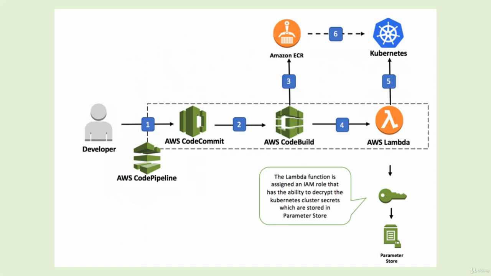Here is another use case which uses Kubernetes, CodeCommit, CodeBuild, CodePipeline, and different utilities. Here we have a developer who uses CodePipeline, writes code using CodeCommit, and deploys the build using CodeBuild, using an instance of Amazon ECR, Kubernetes, and AWS Lambda, and makes use of IAM authentication for parameter stores.